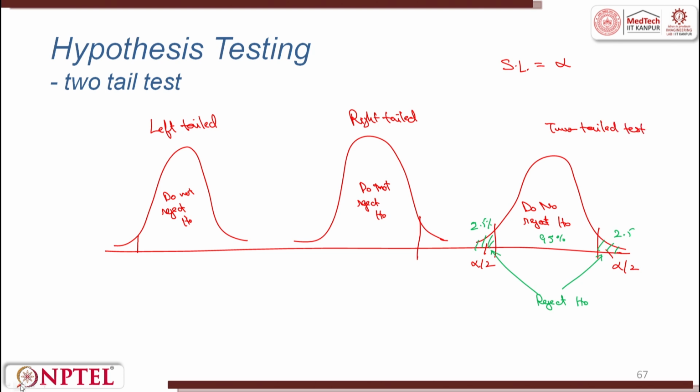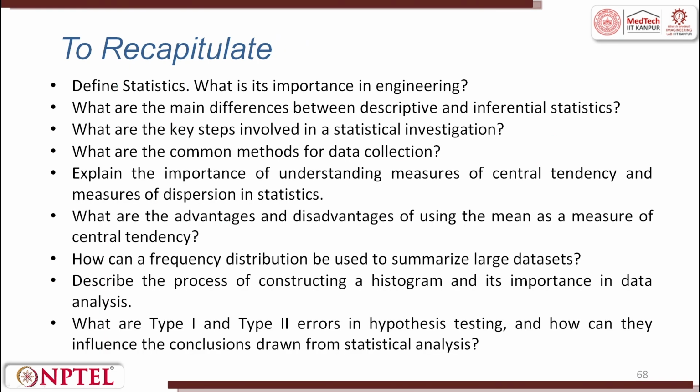So what is here? Here I have 95% value, and this becomes my 5% value on the left hand side. Here I have 95% value, that is do not reject H naught, and I have a 5% value on the right hand side, and these two suggest reject H naught. These two say reject H naught. To recapitulate this lecture, the question that you can ask is: define statistics.